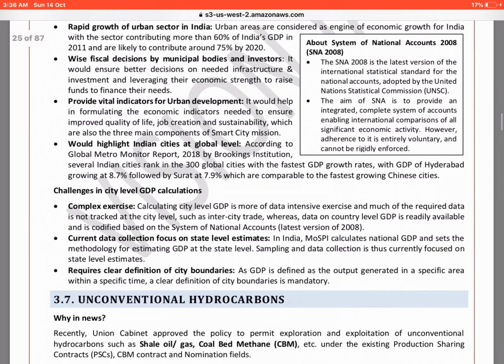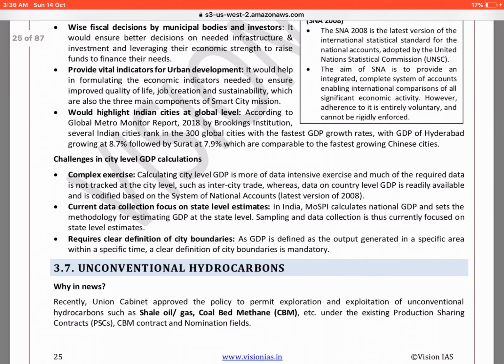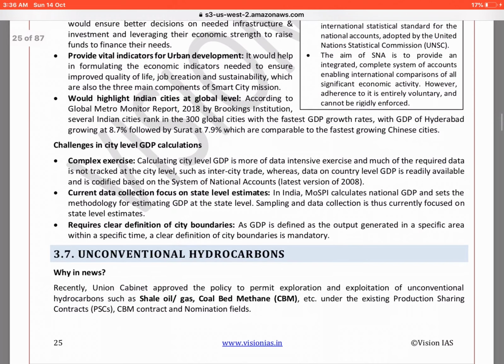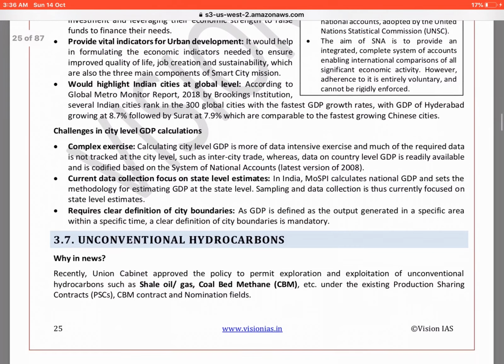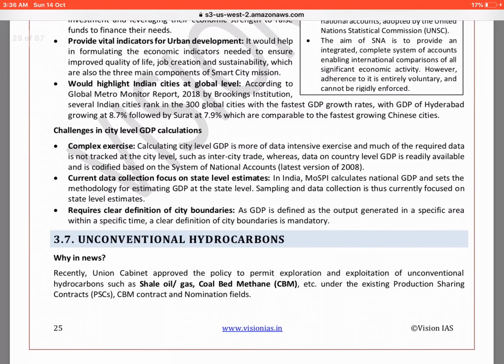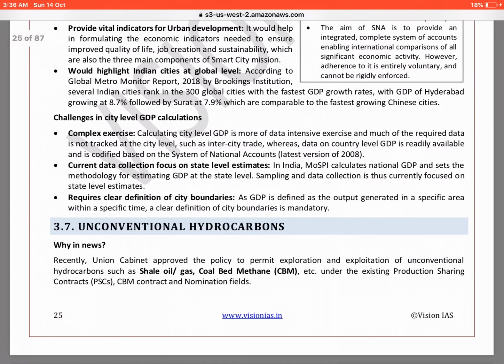And this would highlight India's cities at the global level. According to the Global Metro Monitor Report 2018 by Brookings Institution, several Indian cities rank in the 300 global cities with the fastest GDP growth. Like the GDP growth of Hyderabad is at 8.7 and Surat is at 7.9. So if we have such city level GDP, we can also be listed in the top 300 global cities which are the fastest GDP growing cities.